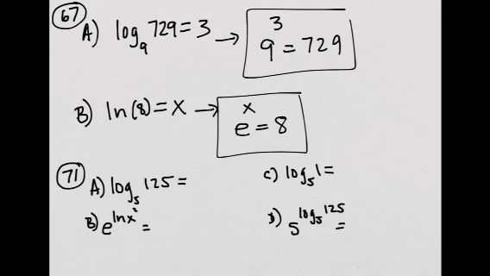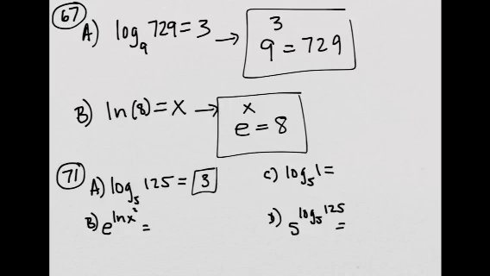Alright, so 71, I skipped to 71 because I have 68 through 70 in another recording. So for A, log base 5 of 125, what they're asking you is, what's the exponent of 5 that would give you 125? So 5 to what power is 125? And the answer to that is 3.